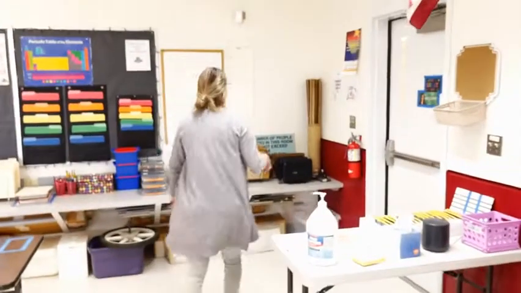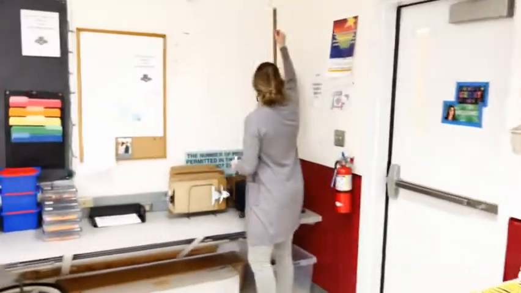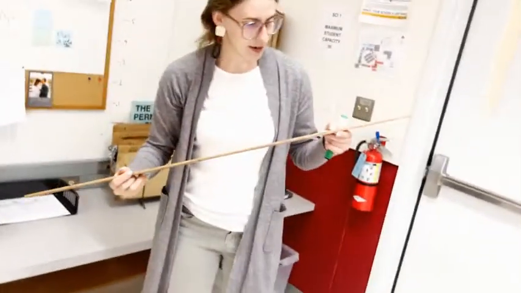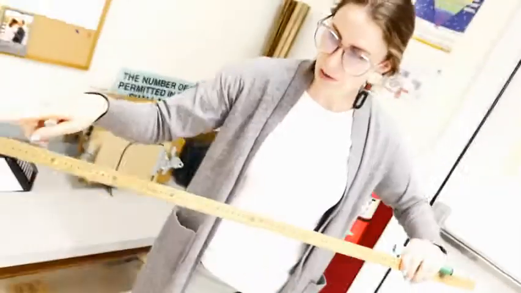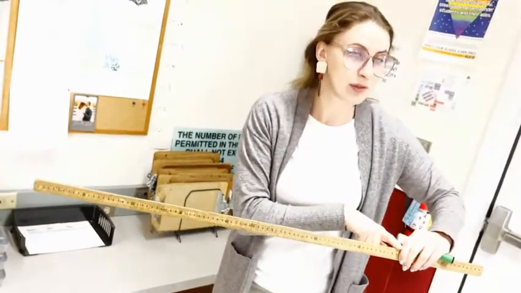What does that mean? That means that the wavelength for this, if it is a meter thick, 79 centimeters, 0.79 meters is right here. So from here to here, that's how long that wavelength is. Cool.